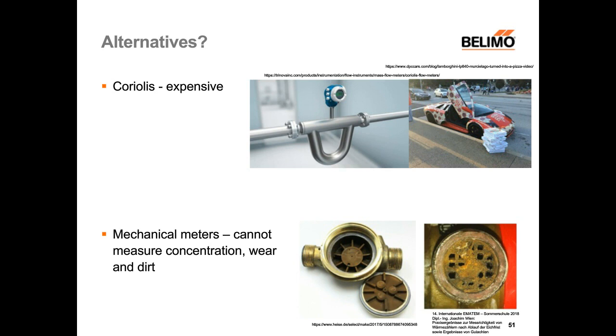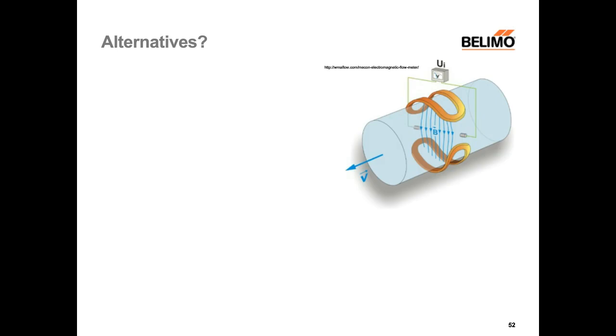Then there's electromagnetic flow meters. Here you see a schematic. We have two coils creating a magnetic field in the pipe. Then the fluid must be conductive, and the fluid acts as a current in the magnetic field, and therefore it induces a voltage between the two electrodes, and the voltage is then proportional to the flow. Well, they work well, but they can have problems with magnetite, and they cannot measure the concentration to compensate the heat capacity and the density.